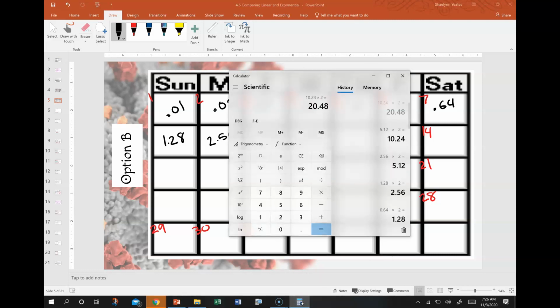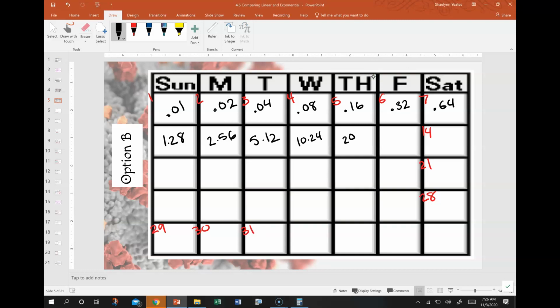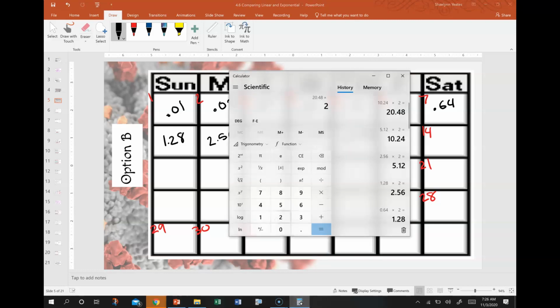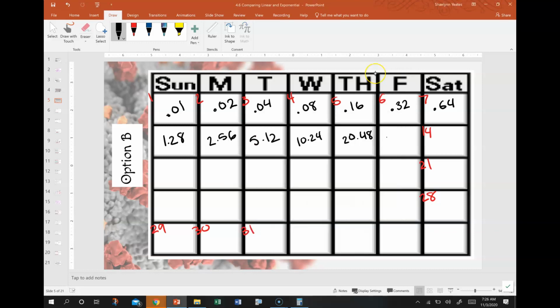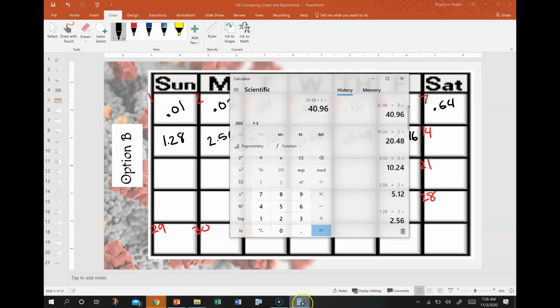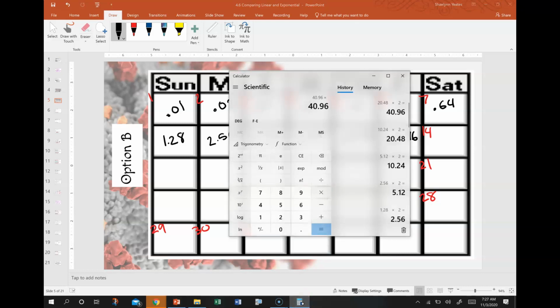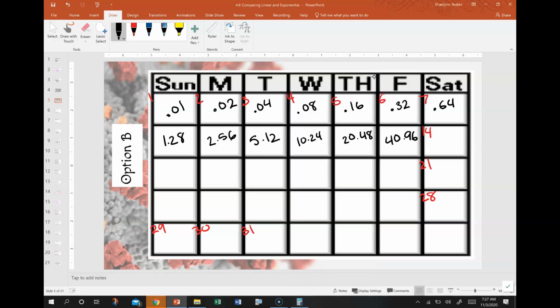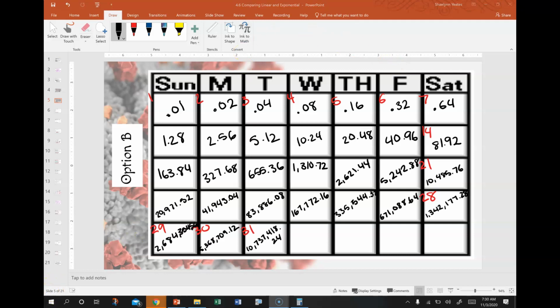Times 2. We're still not looking so hot for week 2. $20.48. $40.96. It's starting to look better. Still nowhere near that $1,000 a day, right? $81.92. Okay, and I'm going to fill out the rest of this table. All we're doing is doubling each day. Alright, so we finished it.